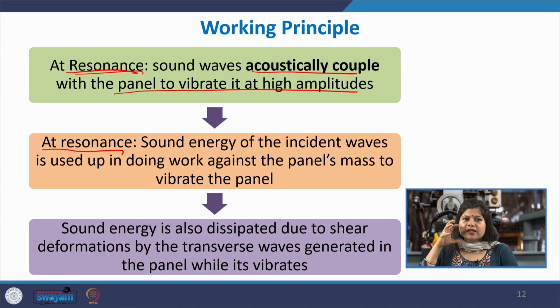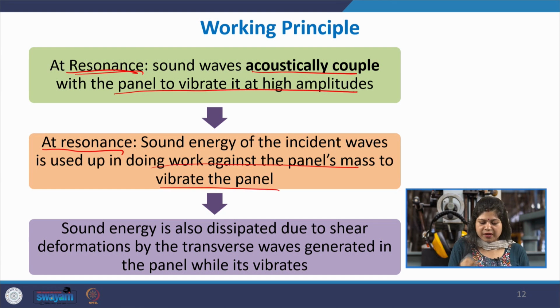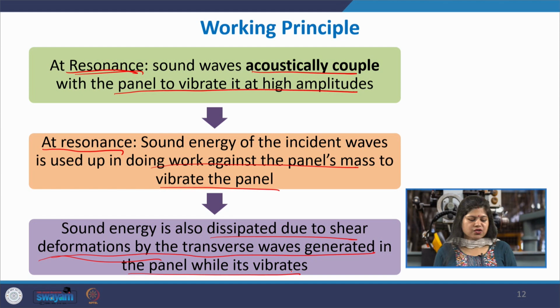So, basically the energy going into the room is now getting absorbed into the panel and is going into that confined space of the panel to vibrate those panels. And the dissipation happens because work is being done to vibrate them. It also happens because whatever vibrations are created, they create shear deformations because of the vibrations. That also uses up a lot of sound energy.